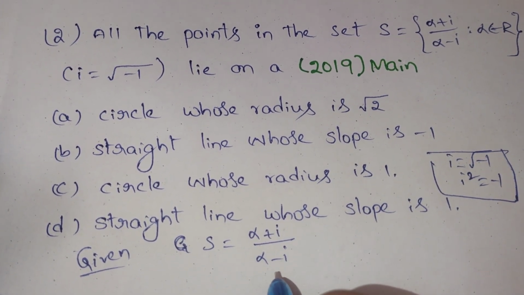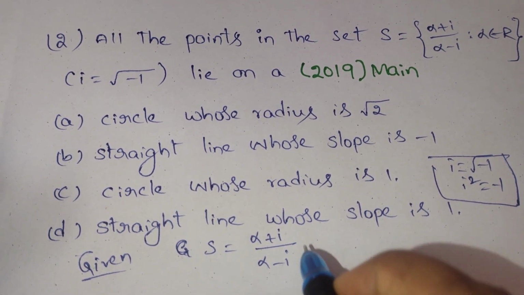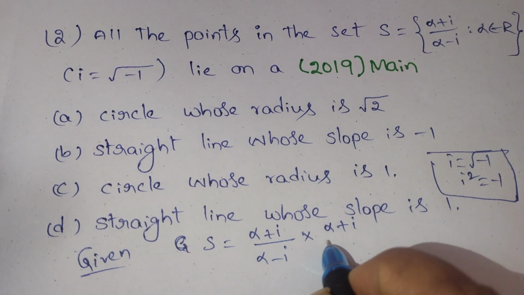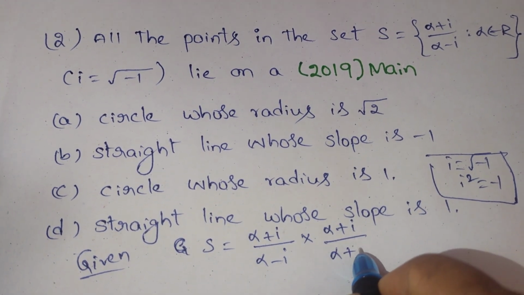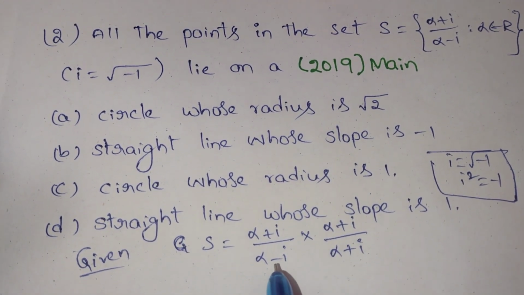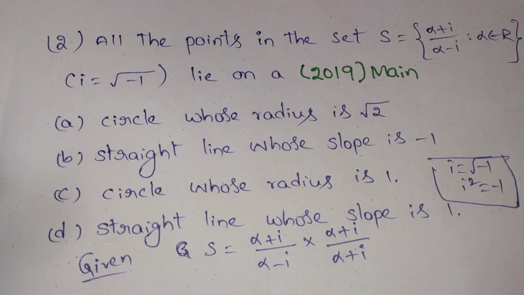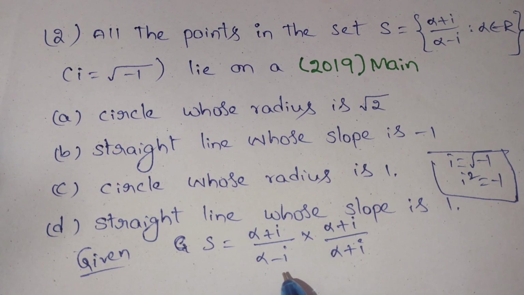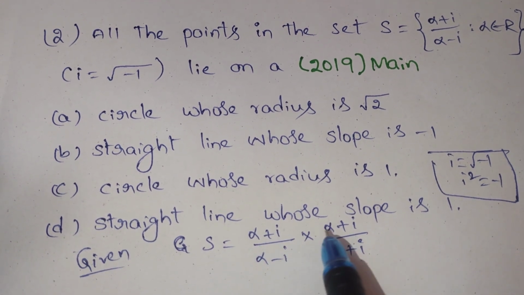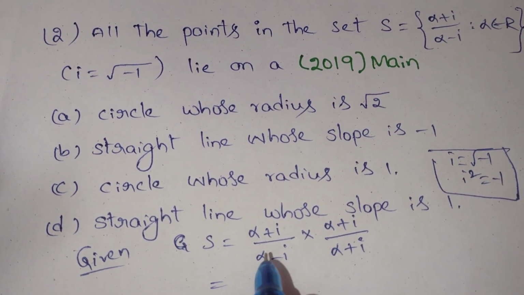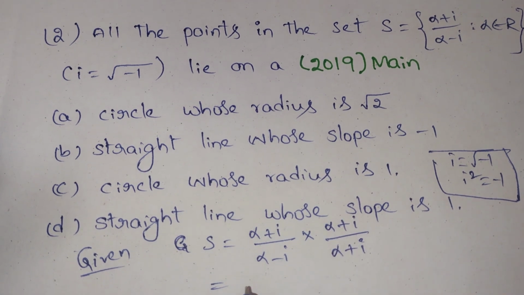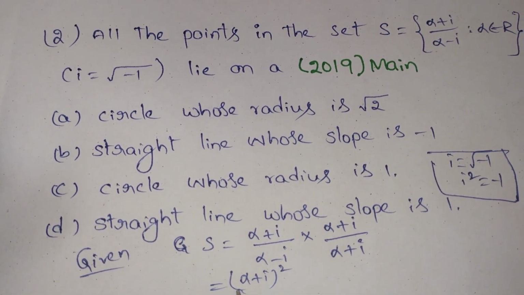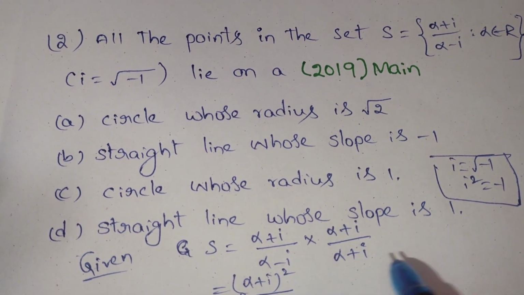Now in the denominator we have the imaginary, so we rationalize this. The opposite sign of minus is plus, so divide and multiply with alpha plus i divided by alpha plus i. Now the numerator: alpha plus i into alpha plus i, two times came, so I will write alpha plus i whole power 2, divided by a minus b into a plus b.